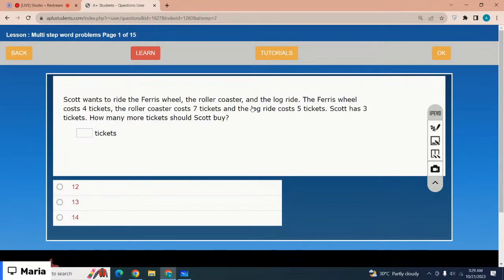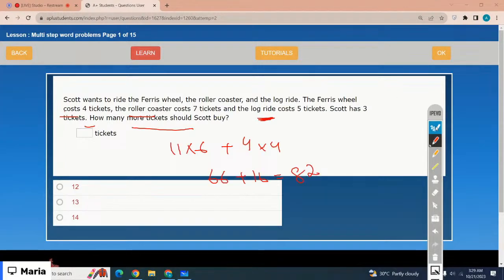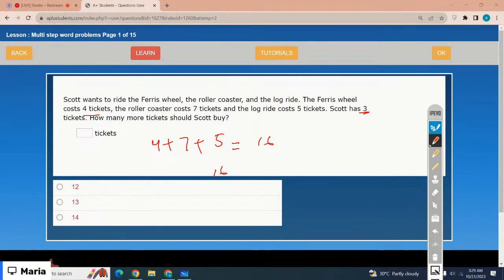Okay, let's see. He wants to do all, right? Ferris wheel costs 4 tickets. Roller coaster costs 7 tickets. Log ride costs 5. So that means the total tickets he needs is 16. He has only 3 tickets. So the tickets he needs is 16 minus 3. That means he needs 13 more tickets to do all these. Right. So the correct option is 13. Got it?